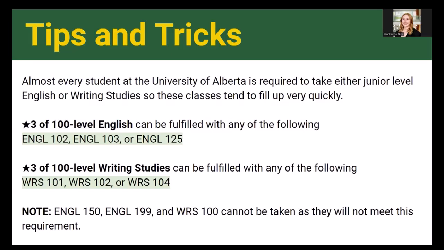Almost every student at the University of Alberta is required to take a junior level English or writing studies course, so these classes tend to fill up very quickly. Noted below are a few courses that can be used to satisfy the 3 credits of 100 level English. There are also some writing studies courses that can be used to satisfy the 3 credits of 100 level writing studies.